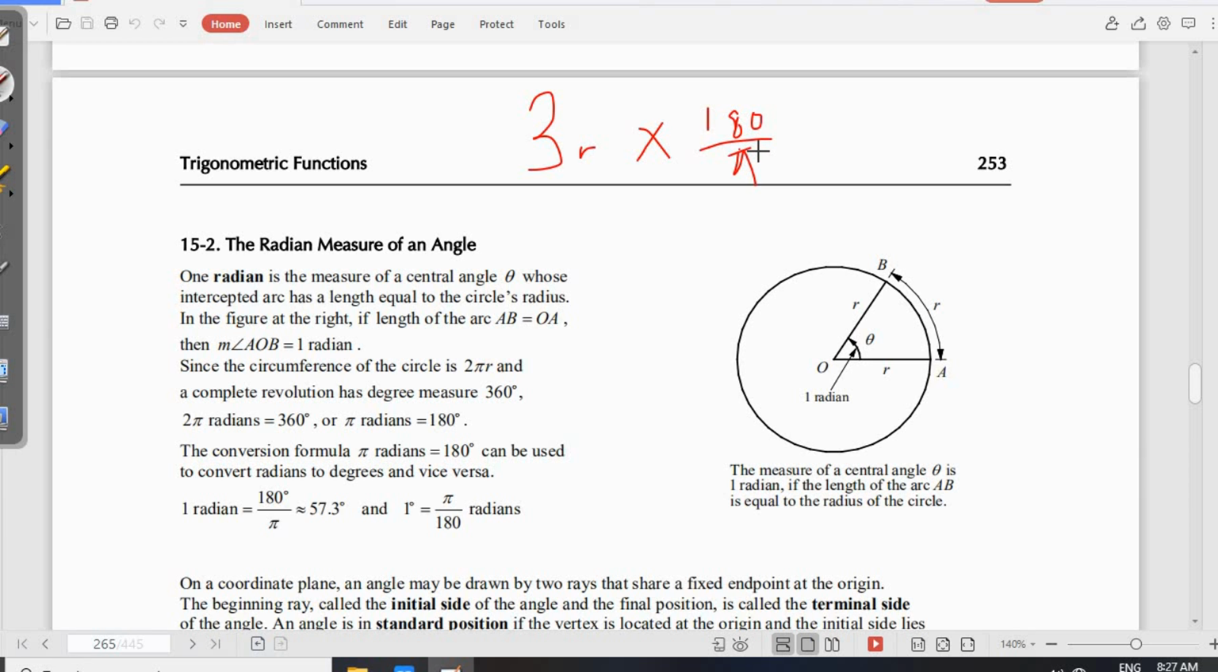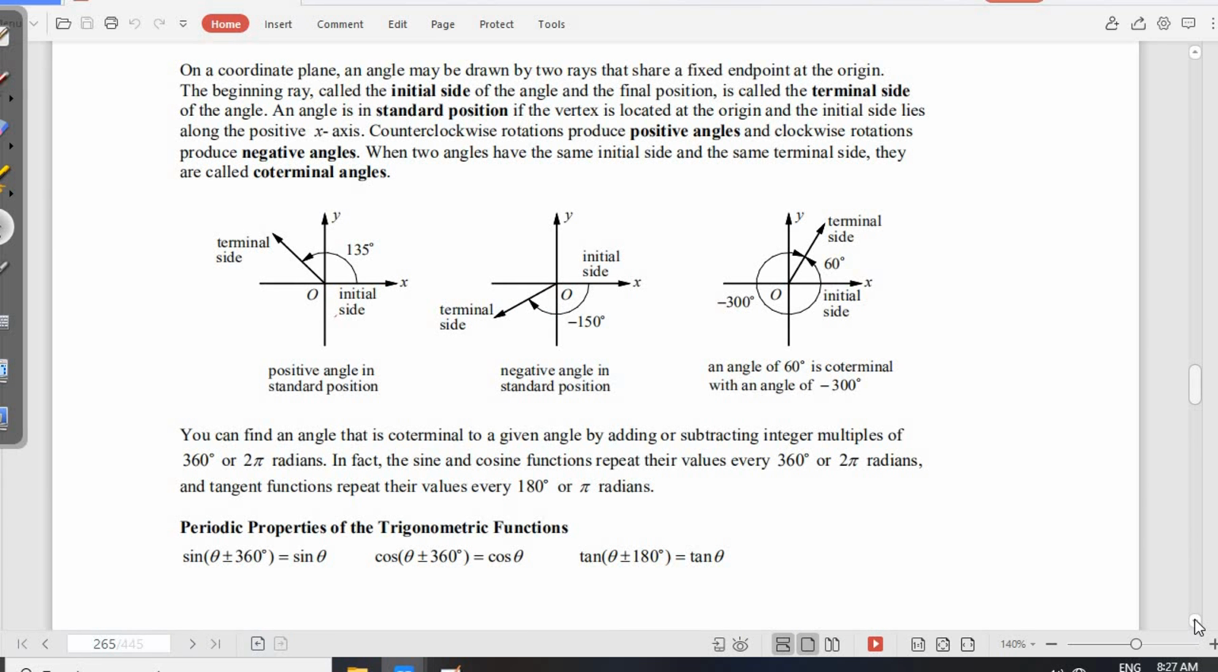That's it. So there's something that we call coterminal angles. When it comes to coterminal angles, we're talking about angles that are equal.